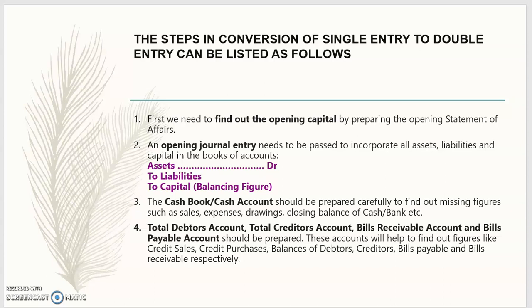And any expenses recorded or paid on the credit side of cash book are to be transferred either to the debit side of trading account or the profit and loss account. Then we have to prepare some basic accounts like total debtors account, total creditors account, bills receivable account and bills payable account. With the help of these headings we can find out the credit sale, credit purchase, and balance of debtors, creditors, bills payable and bills receivable respectively.